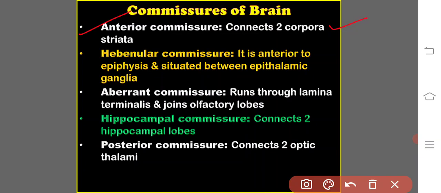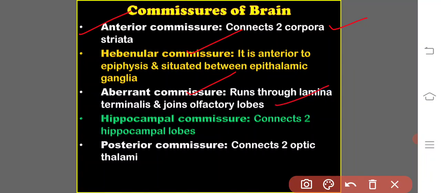Coming to the habenular commissure, it is anterior to the epiphysis and situated between the epithalamic ganglia. The epiphysis and hypophysis are present in the diencephalon region, so the habenular commissure is located there. Coming to the aberrant commissure, it runs through the lamina terminalis and joins the olfactory lobes. It is regarded as the most important diagnostic feature of the calotes.